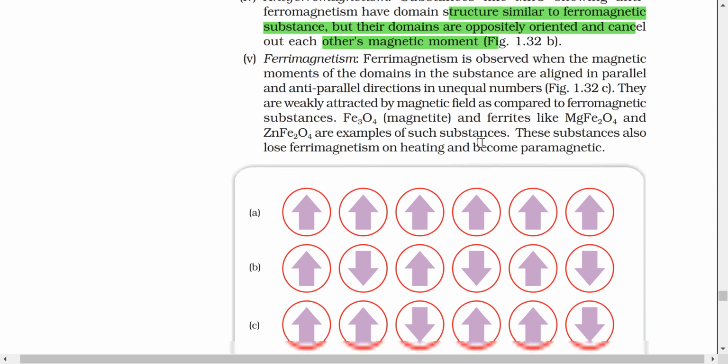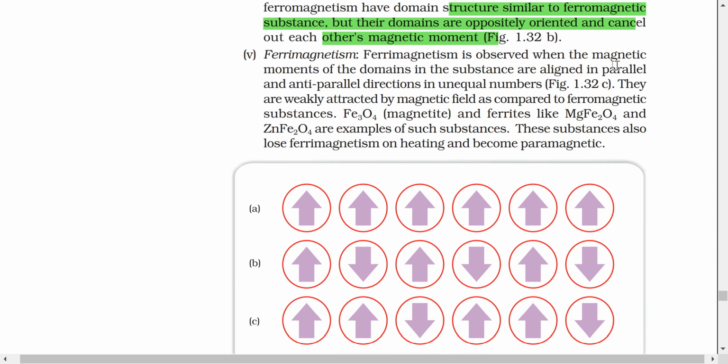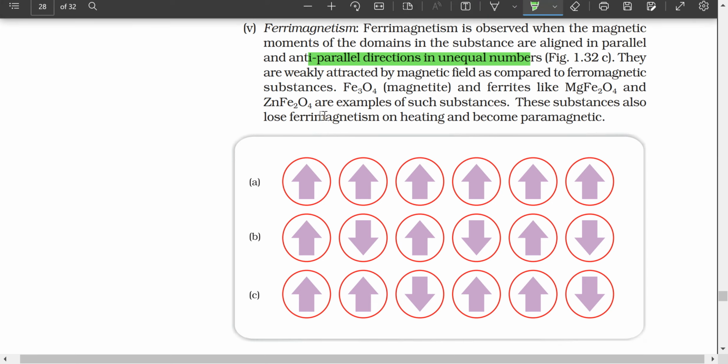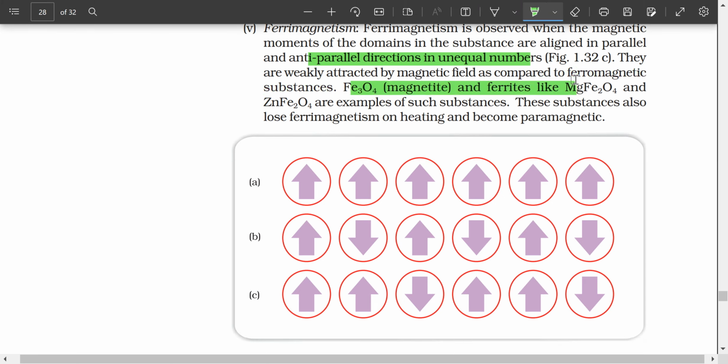फेरीमैग्नेटिज्म क्या है? When the magnetic moments of the domains in the substance are aligned in parallel and anti-parallel directions in unequal numbers. यानी कुछ पैरेलल है, कुछ एंटी पैरेलल है, सारे ऑपोजिट नहीं है या सारे एक डायरेक्शन में नहीं है. इसको फेरीमैग्नेटिज्म बोलते हैं. They are weakly attracted as compared to ferromagnetic, जैसे मैग्नेटाइट एंड फेराइट्स. ठीक, मैग्नेटाइट्स एंड फेराइट्स.